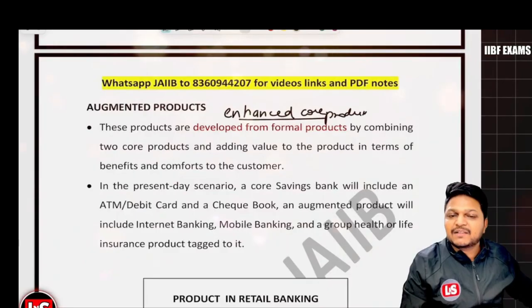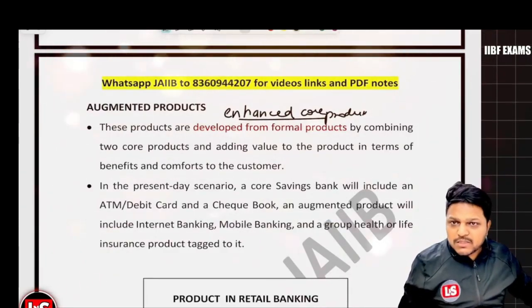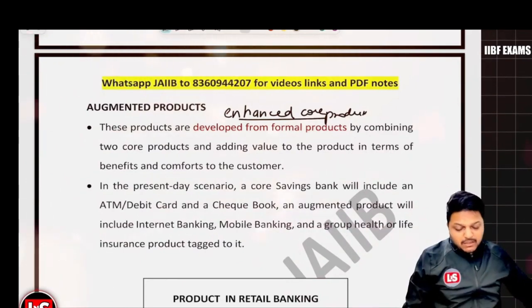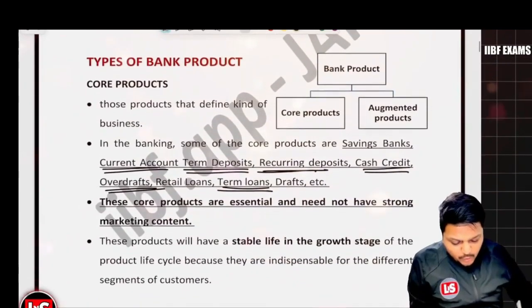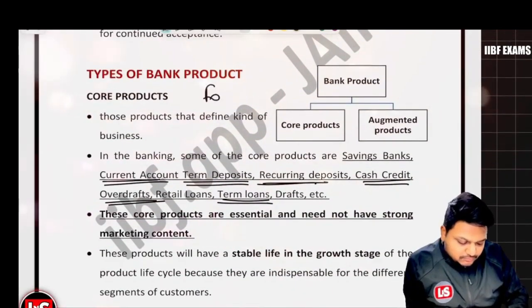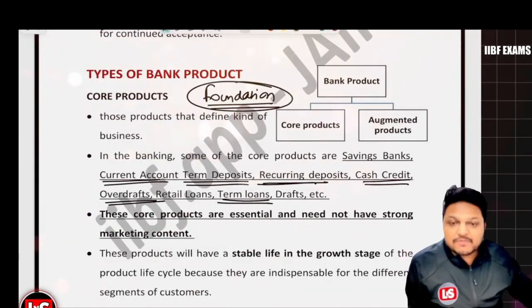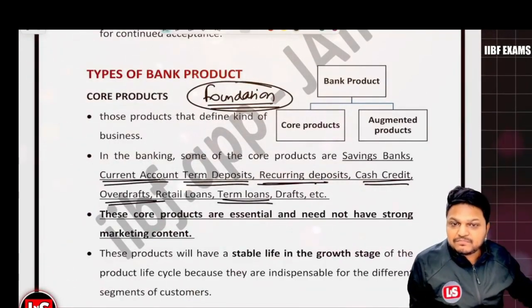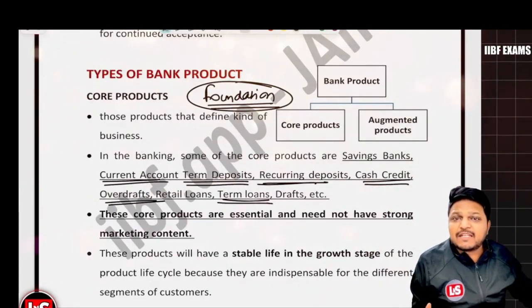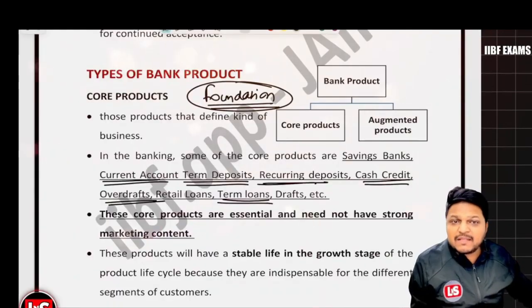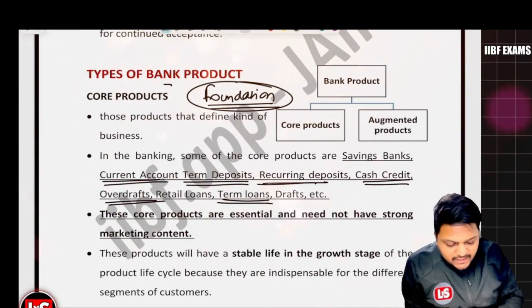Right? So the next one, I told you about the core products. We know about the augmented product, but now let's know about the features of the core product. Now, when we're talking about the core product, as I told you, these are the foundation of the business, right? And further, these products are having the stable life. These basically remain stable. And further, they are very much stable in the growth stage.